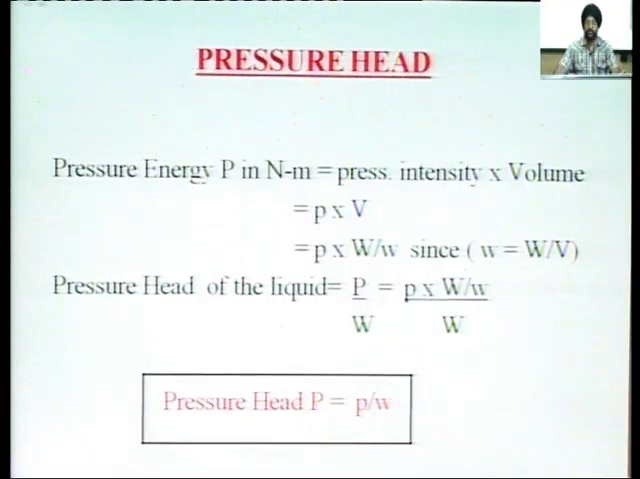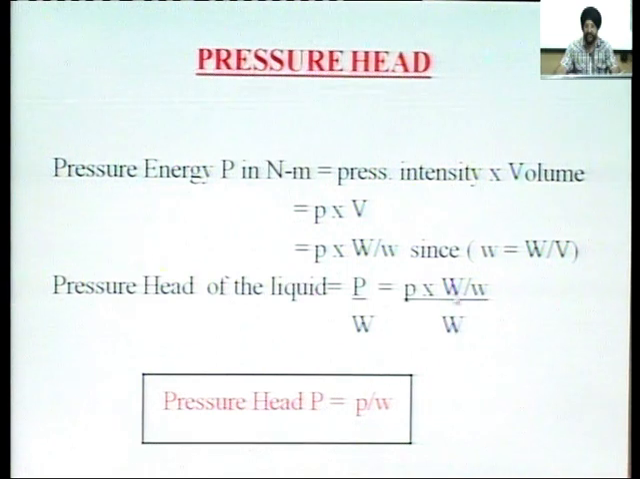So, moving to the expression, pressure energy capital P in Newton meter is pressure intensity into volume. Now, pressure intensity is small p, V is the volume, and we all know there is an expression of specific weight or weight density. Small w is equal to total weight upon volume. So, from this expression we will put the value of volume as W upon small w, and the pressure head of the liquid will be this pressure energy upon W.